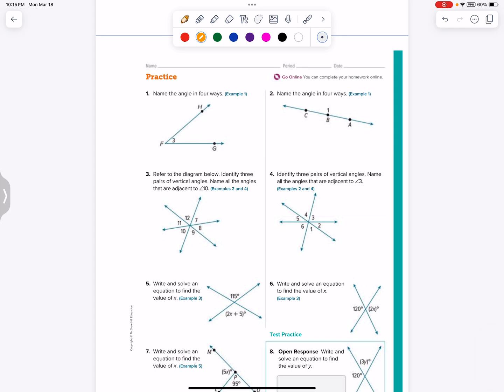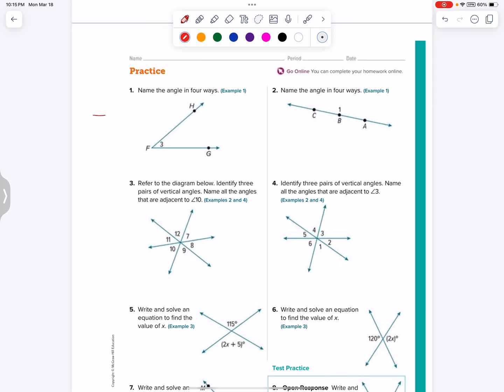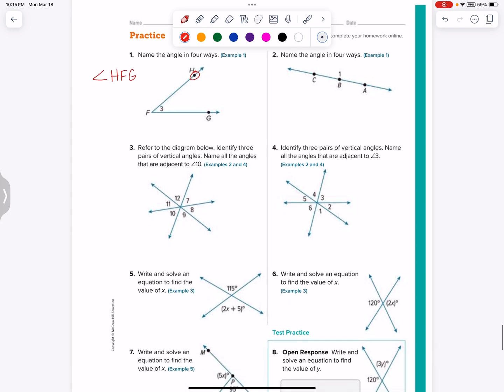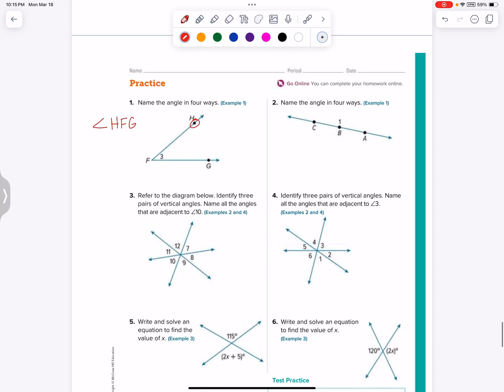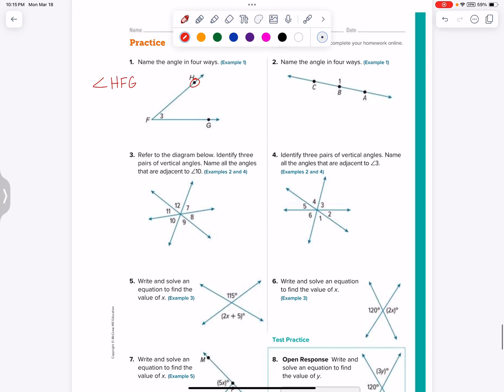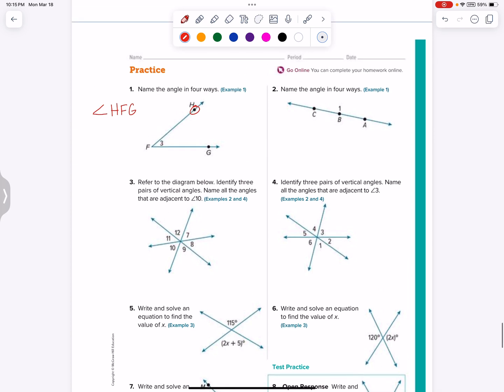For your practice, you're going to go ahead and just do what we did in the notes, okay? Remember that angles are written with a flat line segment and then the angle up. So when you're naming the angle in 4 ways, start on one side, you have angle H, F, G, and then go ahead and continue and list the other ways, okay? Remember my hints for vertical angles, okay, are to draw the X's to look at it if you don't see that as easily.